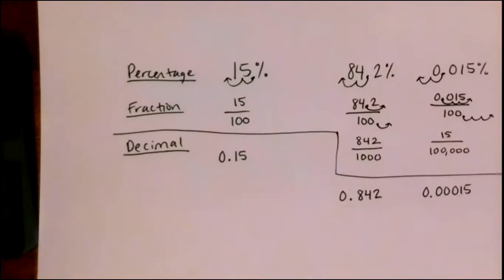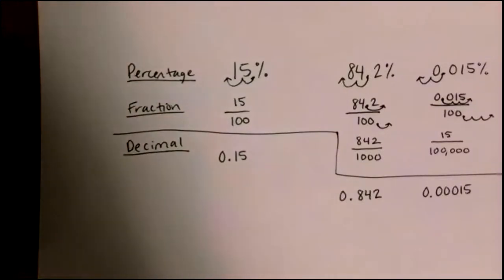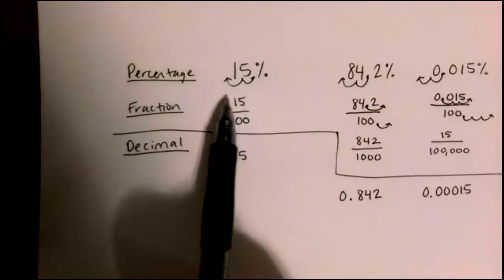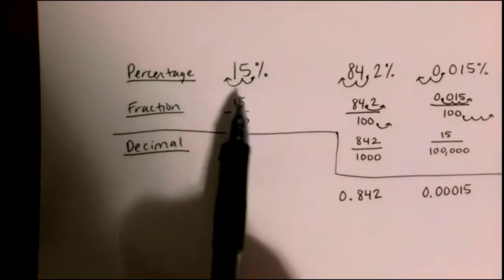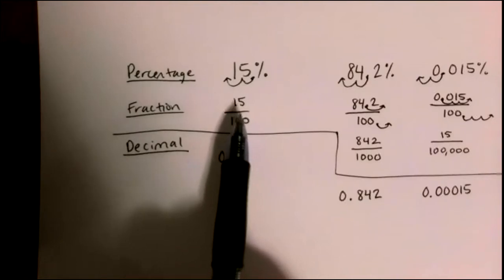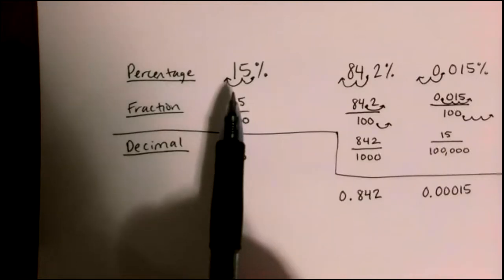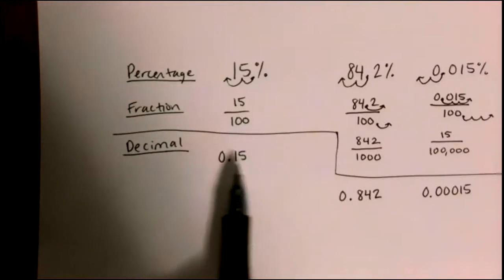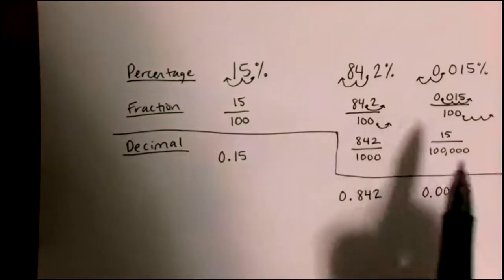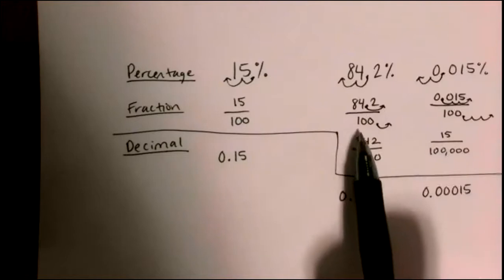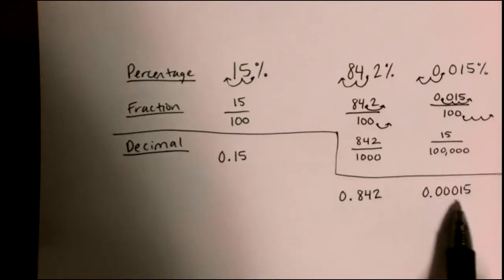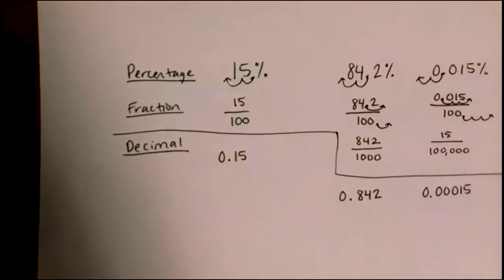Now, another thing that you can take a look at to confirm these in your calculator, remember our fractions can always be looked at as a division problem as well. So 15 hundredths, we could take 15 divided by 100. That would give us 0.15 in our calculator. Same thing with these two fractions. If we entered these as a division problem, we should be getting this decimal as our answer as well.